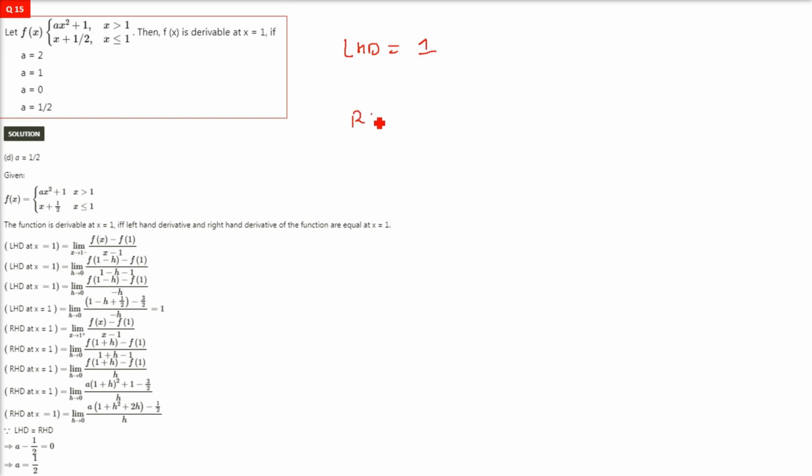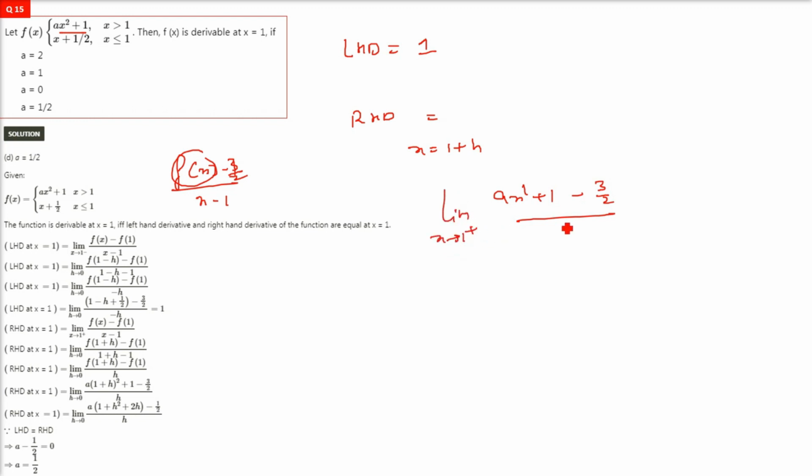Now coming to the right hand derivative, and if you remember f(x) minus 3 by 2 divided by x minus 1, that was the simplified version I told you. This is minus 3 by 2. So f(x) on the right, when you have x greater than 1, you are going to take ax square plus 1. So we'll put x as 1 plus h, the way we were trying to put 1 minus h, but it was of no use. So on right we have to put 1 plus h, ax square plus 1 minus 3 by 2. So limit x tends to 1 plus. In the denominator we have x minus 1. So in place of x, replace it by 1 plus h, and then limit h tends to 0.